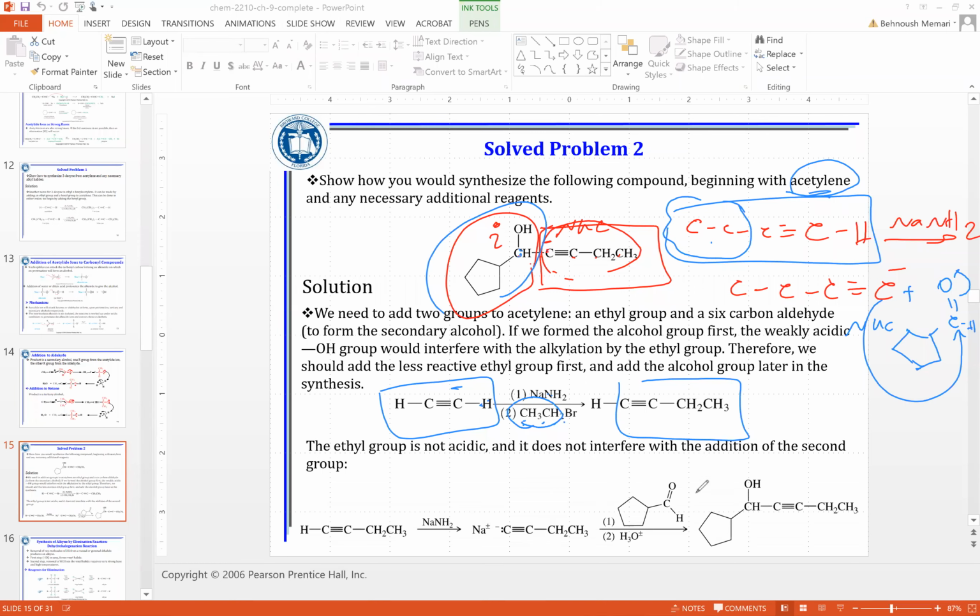Then on the next step, your aldehyde, which is cyclopentane carbaldehyde, will be added, followed by hydrolysis, because the alkoxide that is formed here, the negative charge, needs to be protonated. That's why you have to follow it by hydrolysis, to protonate this alkoxide.